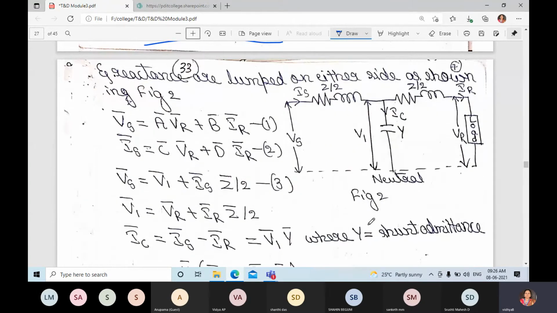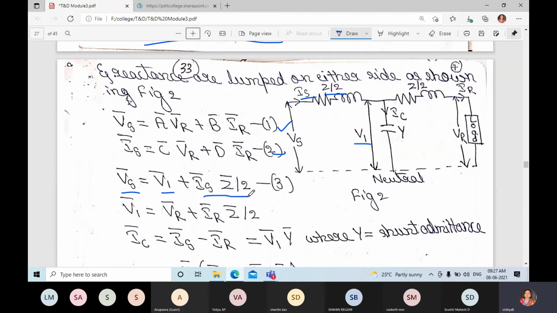It has been divided. Vs is equal to A Vr plus B Ir, Is is equal to C Vr plus D Ir. These two equations we have discussed before. From this figure you can observe Vs vector is equal to V1 plus Is into Z by 2. That is, Vs is equal to V1 vector plus Is vector Z vector divided by 2. This is equation 3.